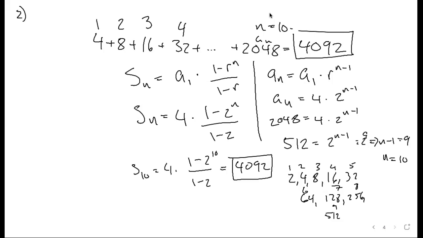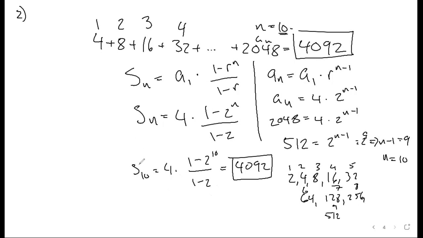Okay, any questions on this? Did everybody get 4092? Can you go over the last step? Well, the last step is just plugging everything in. I know that this is the 10th term, so I just plug in s sub 10 is 4 times (1 minus 2 to the 10) all over (1 minus 2), and I put this in my calculator because I don't want to think, and I get 4,092.